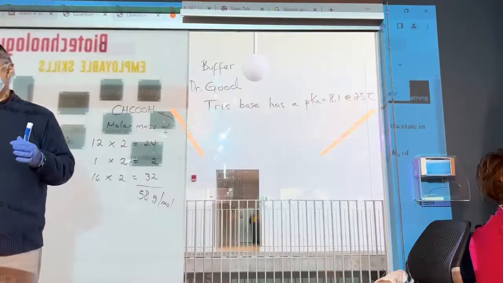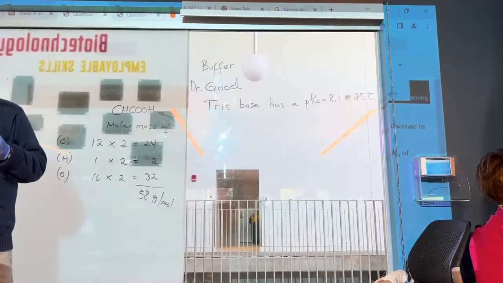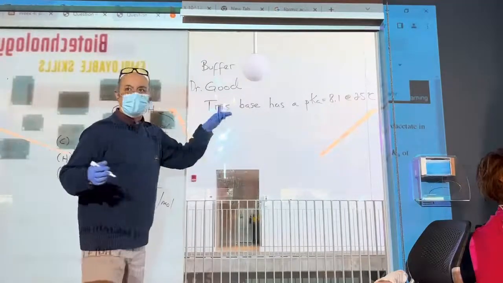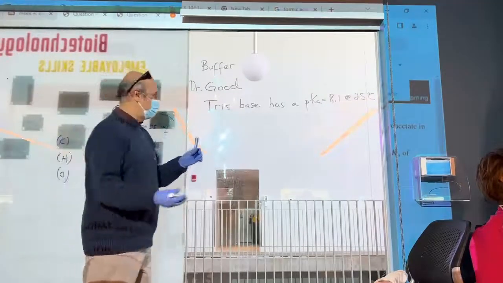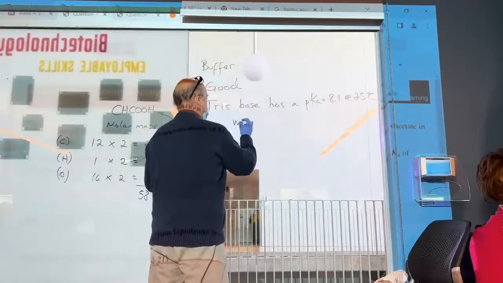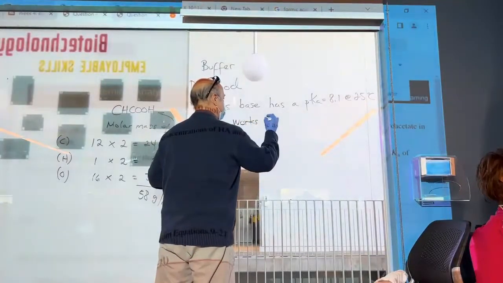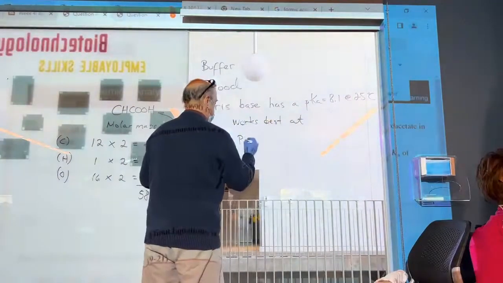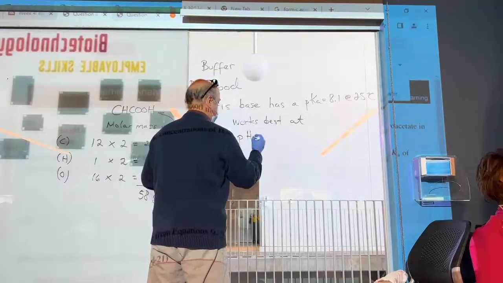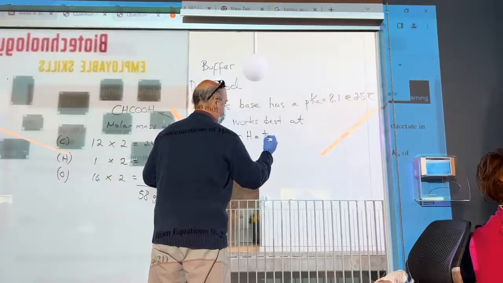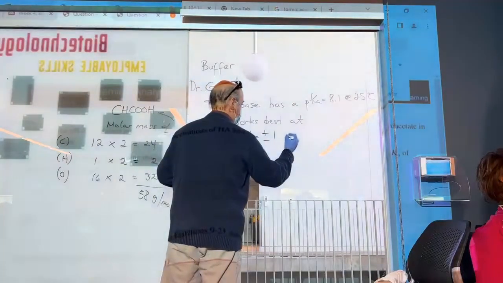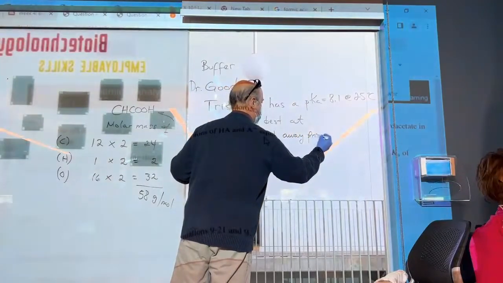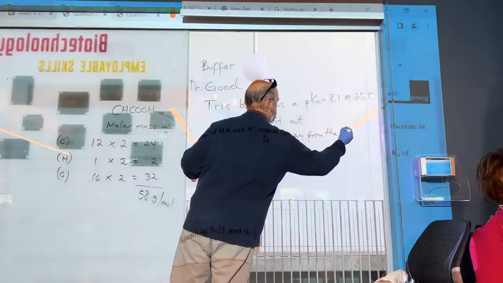In fact, some people are so particular that they say plus or minus 1. In other words, tris is going to be at its best, so it works best at a pH equal to plus or minus 1 away from the pKa.